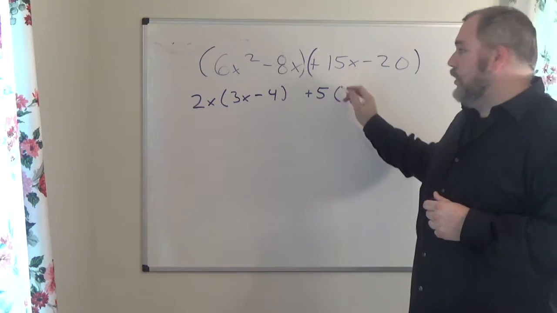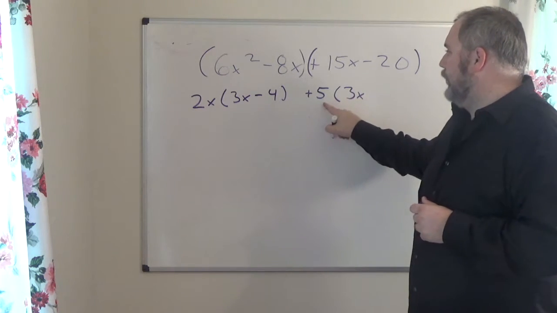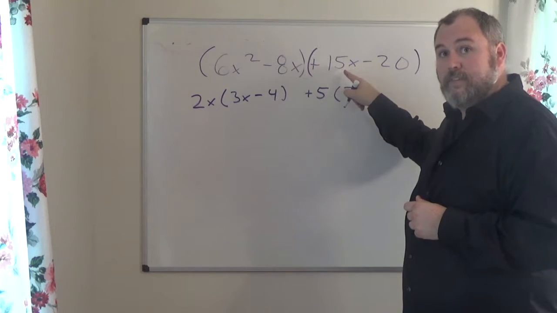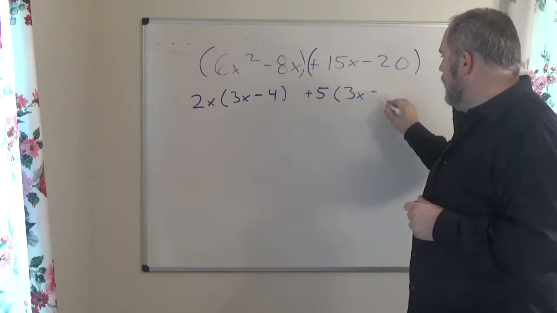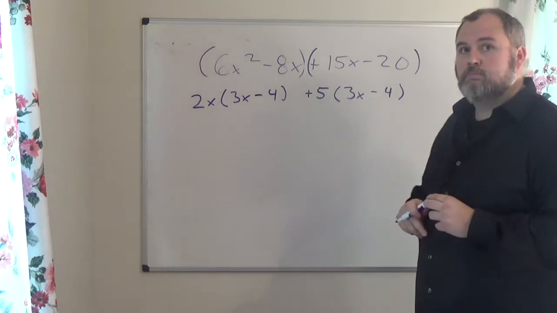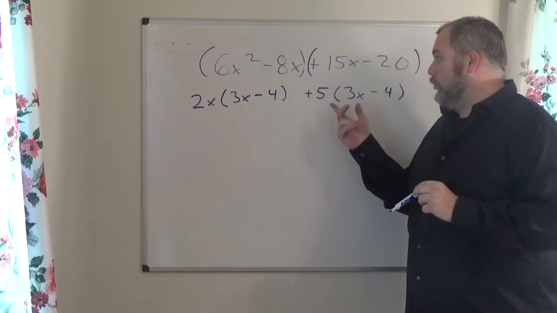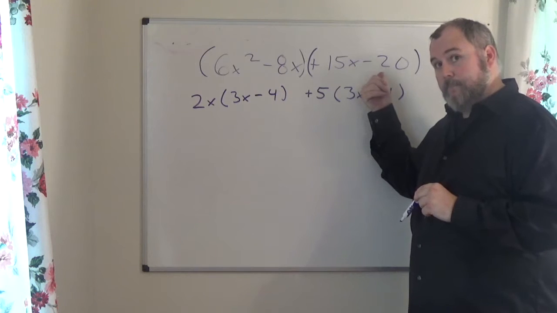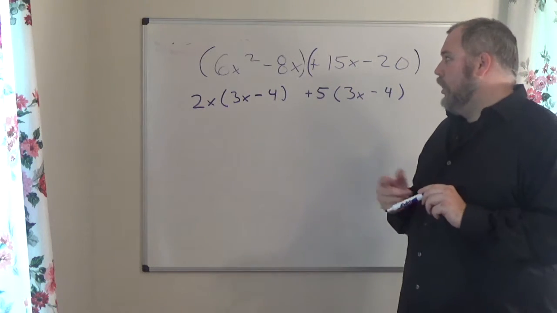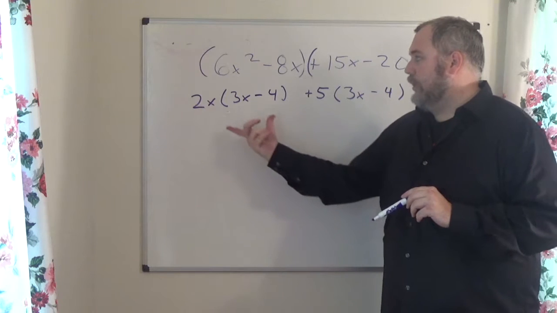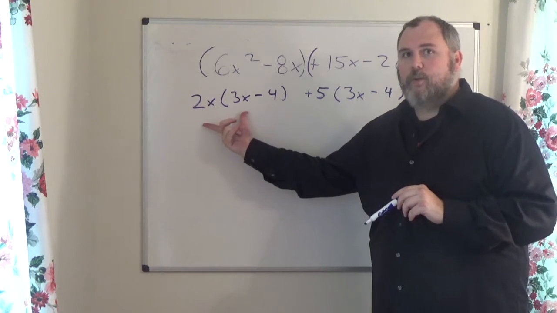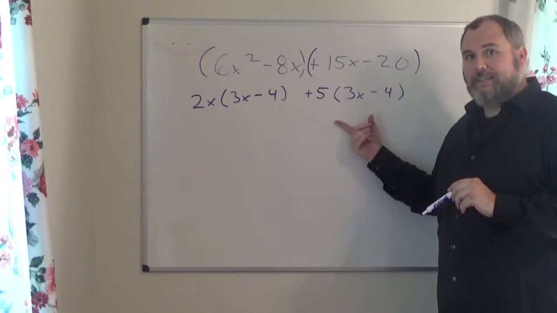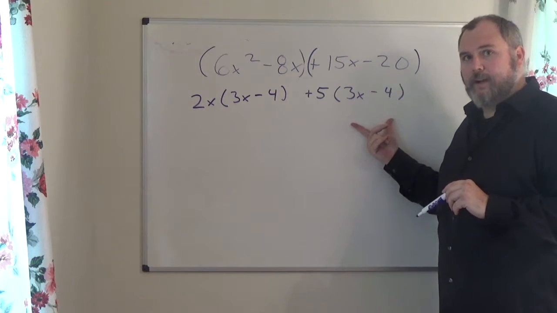Well, this is going to be 3x, because positive 5 times 3x gives me that positive 15x. And this is going to give me a minus 4. Okay? Because we know that plus 5 times minus 4 gives me minus 20. Now, what did you notice? We've grouped two different things. This guy has 2x times 3x minus 4. And what's this guy say? Plus 5 times 3x minus 4.